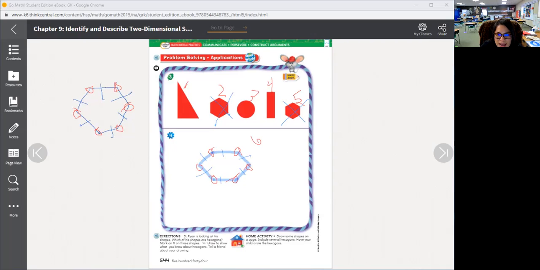So it has 6 sides. So we're going to write 6 sides on here. So everybody write 6 sides because that's what we know about a hexagon. 6 sides. And then we also know that a hexagon has 6 vertex. So make sure you write that down. So that shows me that this is all you know about the hexagon, that it has 6 sides and 6 vertex. Okay, go ahead and finish that. And then once you're done with that, we are going to talk about the homework.